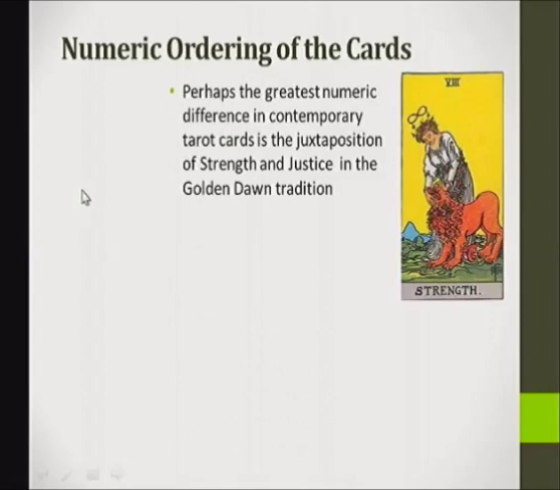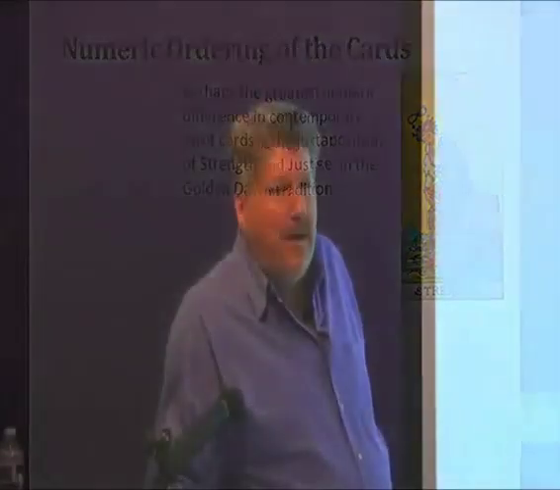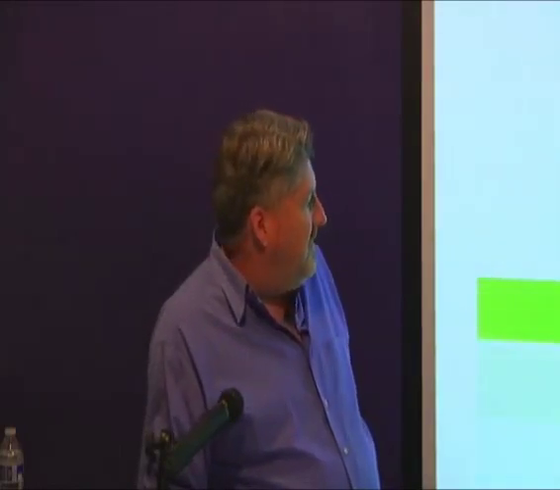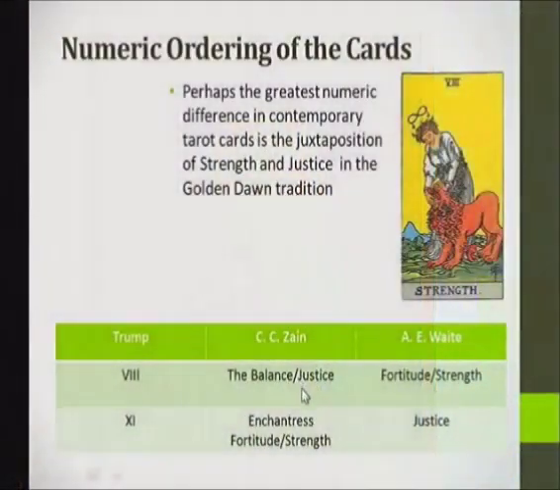Now, in contemporary tarot cards, the greatest difference in the numbering of the tarot arcanum is between the Hermetic Brotherhood of Light and the Golden Dawn tradition. So you'll find, for example, in the Waite cards, in the Golden Dawn tradition, which is A.E. Waite and his successors, Paul Foster Case and other authors, they follow a particular numeric succession. In those systems, the biggest difference is Arcanum 8. In Zain's deck, it's the Balance or Justice, and you'll find that in many of the older tarot cards. In the Waite deck, it's Fortitude or Strength. Arcanum 11 is the Enchantress, also known as Fortitude or Strength, and in the Waite deck, it's Justice.